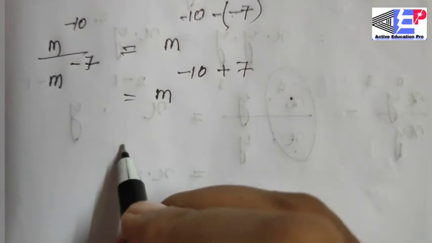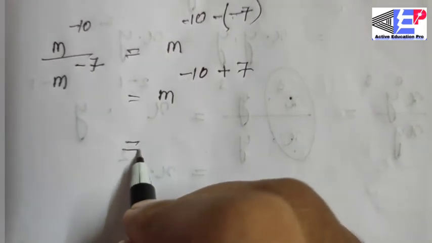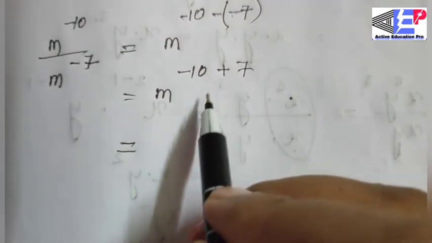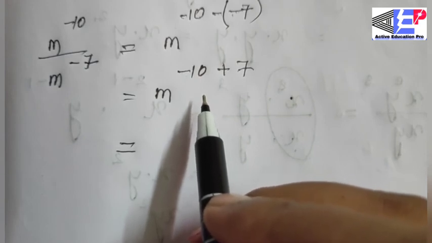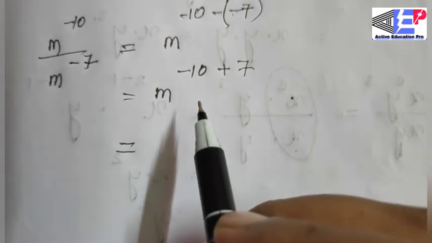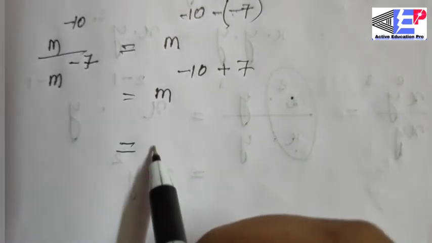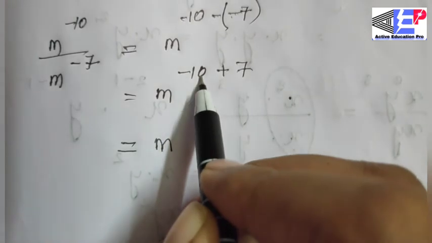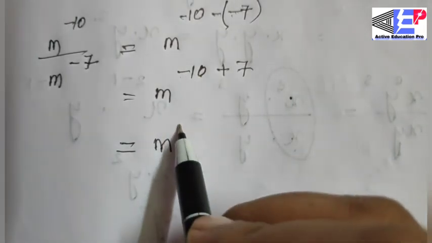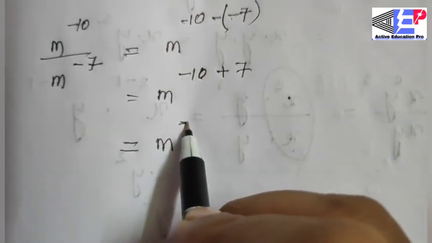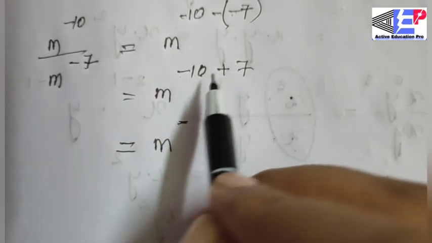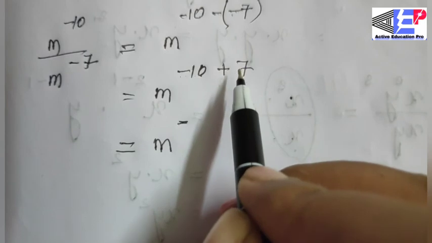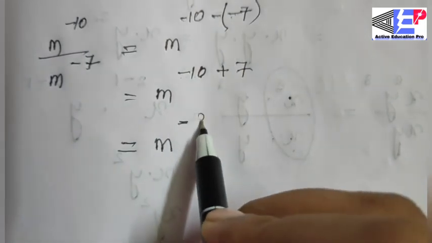First point out which is the greater number, 10 or 7. Forget the sign, just follow the numeric, which is greater, 10 or 7. Here 10 is greater than 7, so write m. 10 is greater, so put the sign of the greater number, minus. Since there are opposite signs, subtract the numeric. 10 minus 7 is 3.